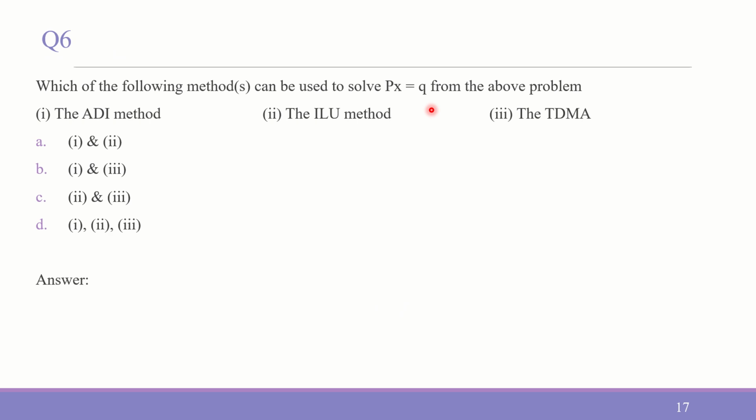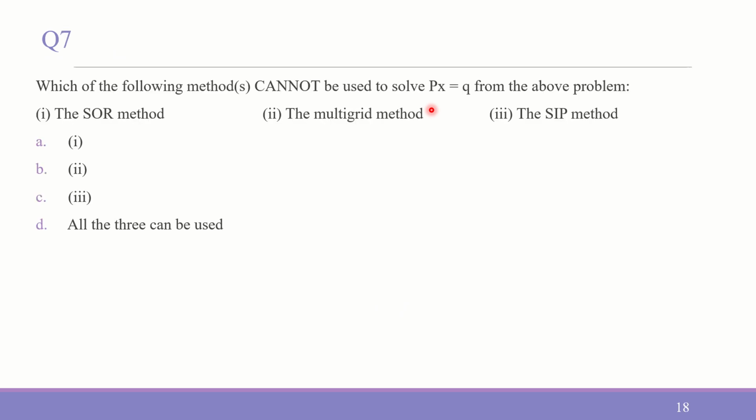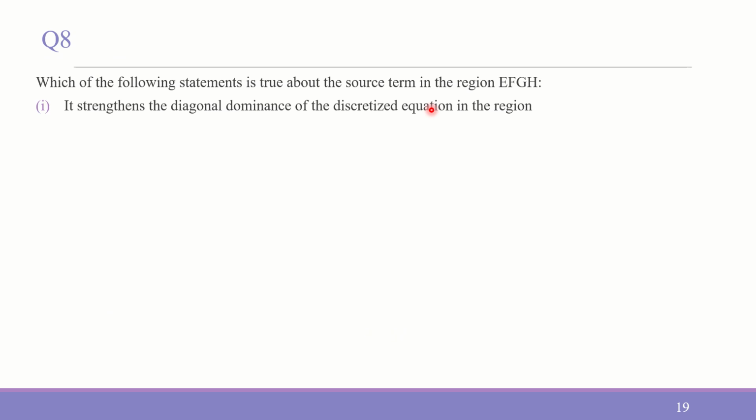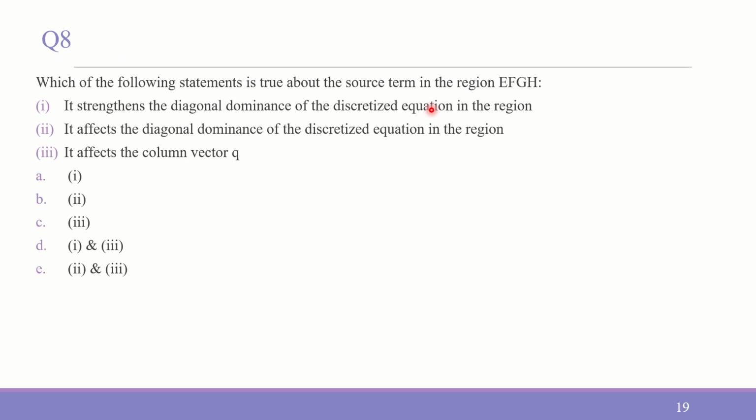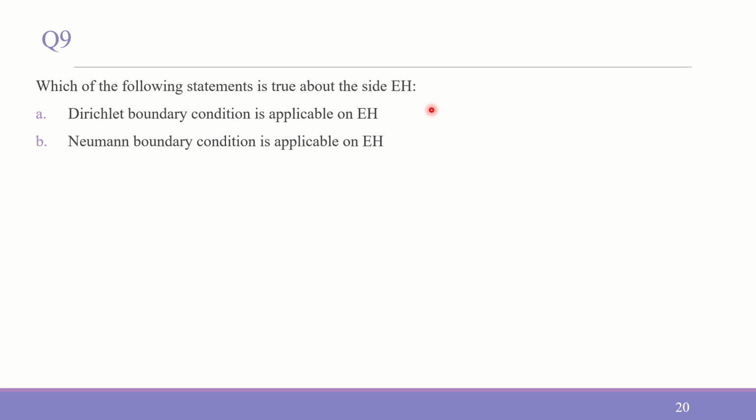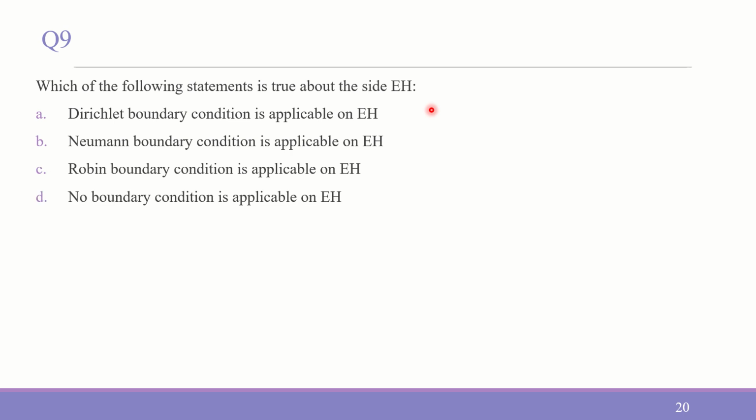So if we go back and look at the question, we can now say that the last statement is the only true statement. No boundary condition is applicable on EH. EFGH as a whole is the constant source per unit area. So we are not giving any boundary conditions. Boundary conditions are not applicable in that region.